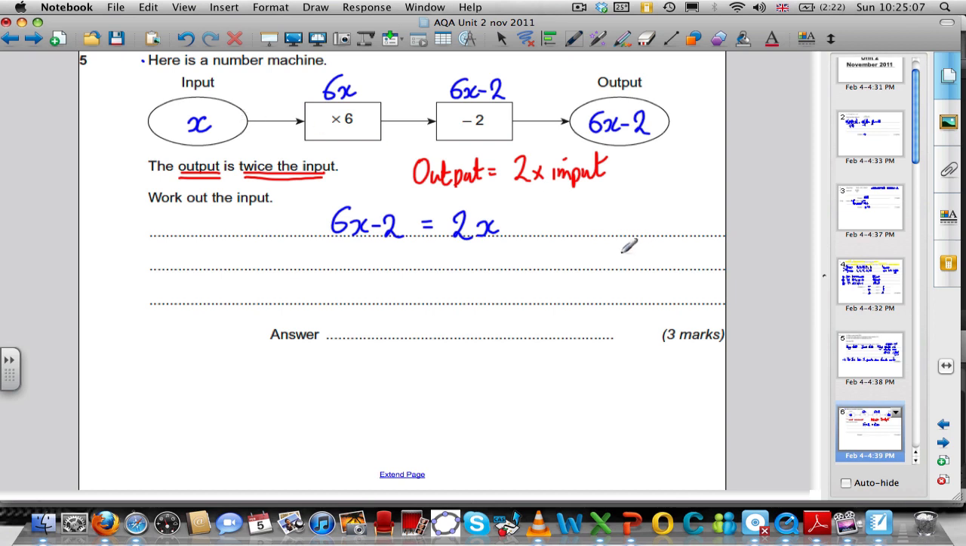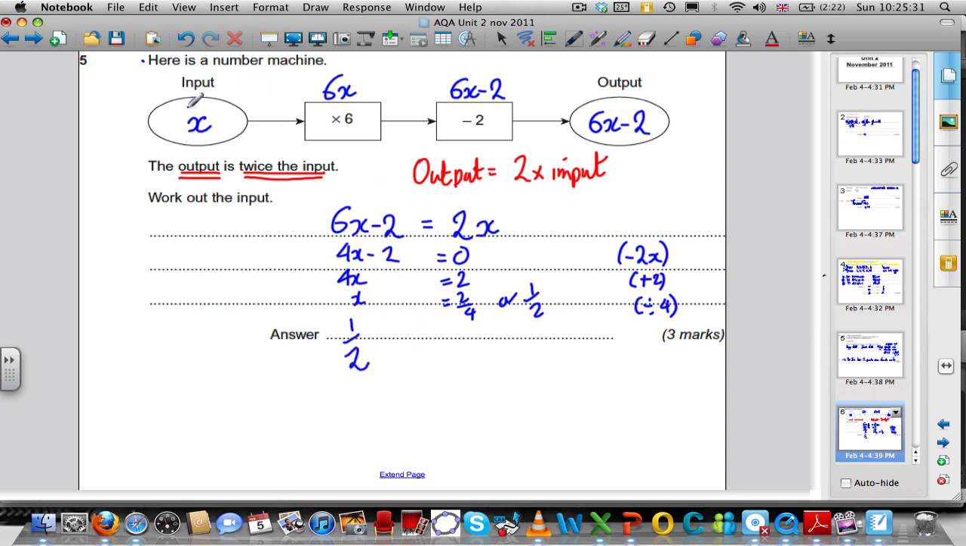If we solve this equation for x, we found the input we need to make the output twice the input. So solving from here, I would subtract 2x from both sides to get 4x minus 2 is 0. I would add 2 to both sides to get 4x equals 2, and I would divide both sides by 4 to get x is equal to 2 over 4, or a half. So a half is your answer for this.